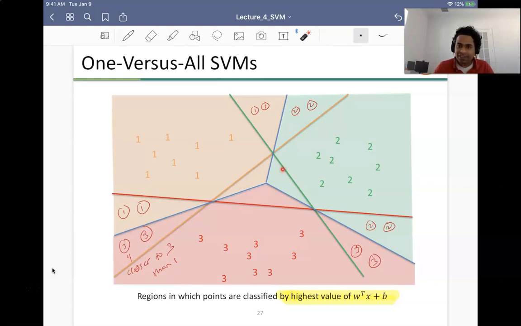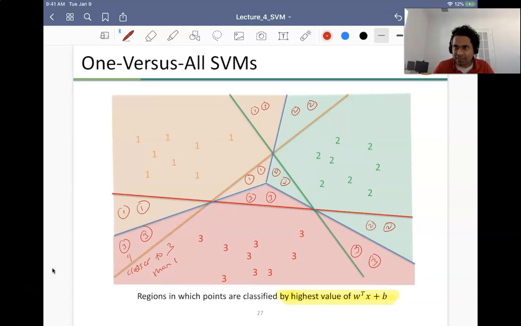But what about this central region? If you just look at the class label, the central region belongs to none of the classes. But if you look at the highest value of W transpose x plus b, you can do the same, because this region is closer to 1 compared to the other two. So I would classify this as 1, this as 3, and this as 2. So if we classify the regions based on the score of W transpose x plus b, I can classify the entire region.